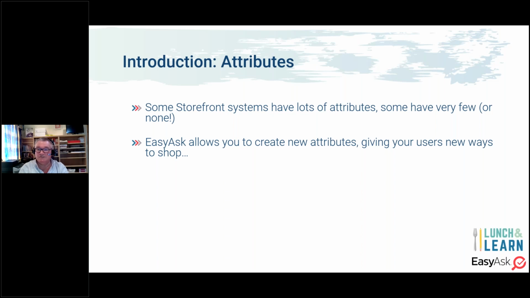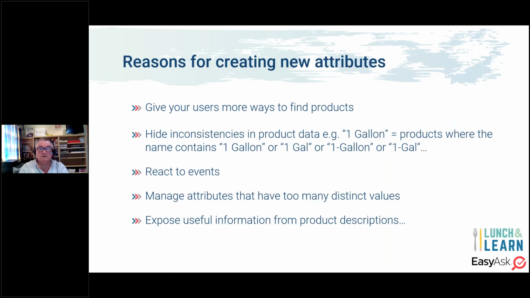And let's just have a look at why you would want to create new attributes. Obviously, giving your users more ways to find the products, so being able to zoom in, as I was just discussing, but also to be able to hide inconsistencies that you might have in product data. So you may have attributes, but the attribute values have got some kind of inconsistencies. There are lots of examples that we come across.